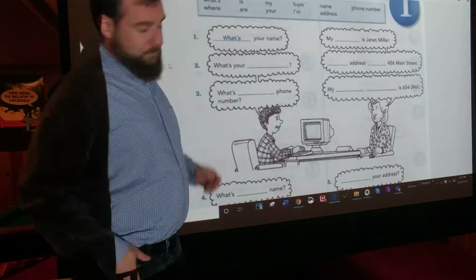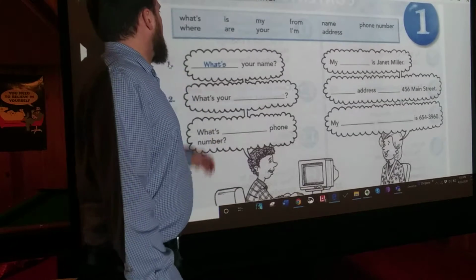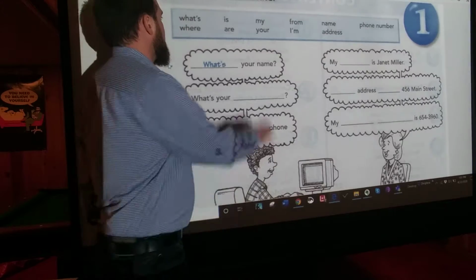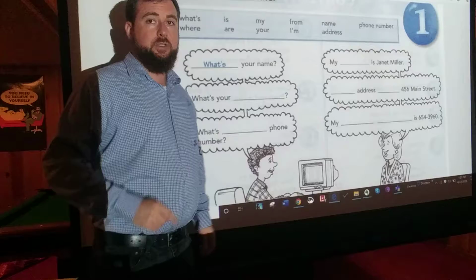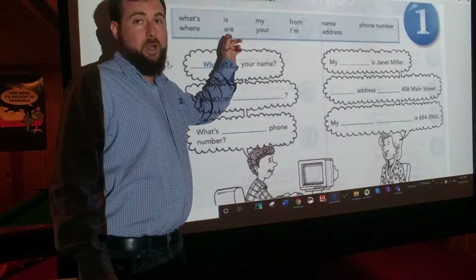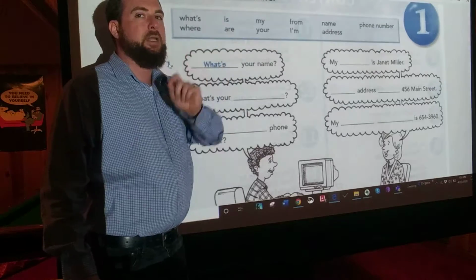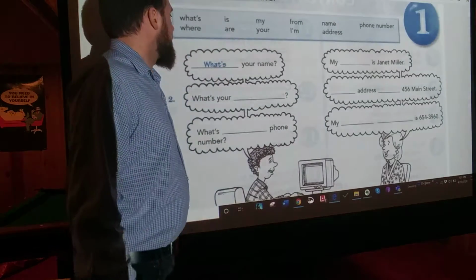All right, so let's have a look at this. At the top, we've got a box which has the answers in it, so we're going to be using these words. Now, I should tell you, sometimes these worksheets will use a word twice. So just because you've used a word once, that doesn't mean you might not use it again. I don't know. Sometimes. Okay?